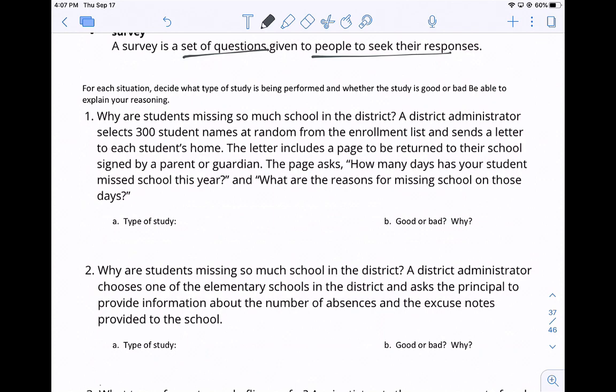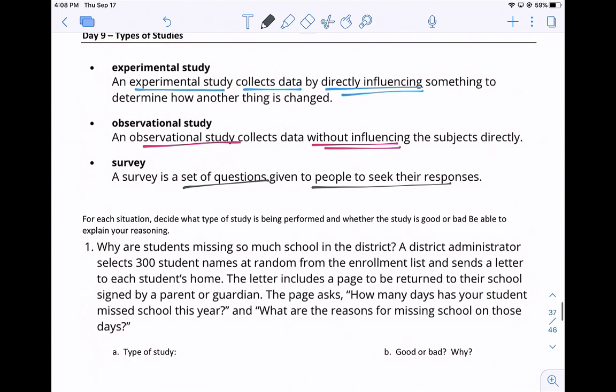So number 1, why are students missing so much school in the district? A district administrator selects 300 student names at random from the enrollment list and sends a letter to each student's home. The letter includes a page to be returned to the school, signed by a parent or guardian. The page asks, how many days has your student missed school this year, and what are the reasons for missing school on those days? All right, so again, think about it. Take a look back at the definitions. What do we have here? And is it good or bad, and why?